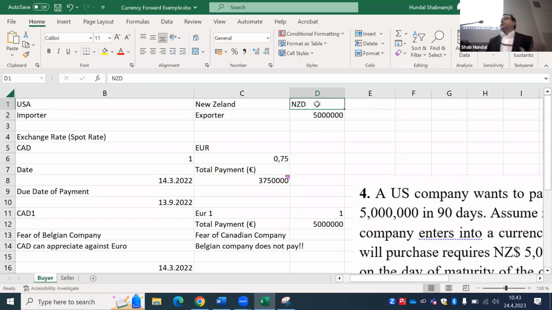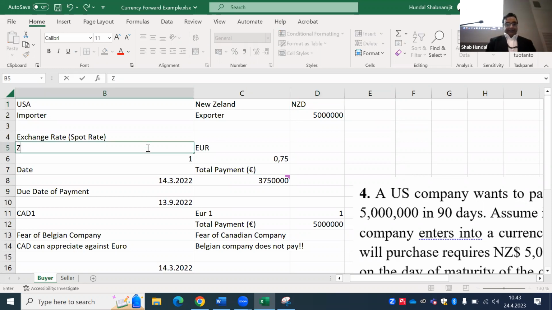So there's no risk to the New Zealand company. They would receive 5 million New Zealand dollars anyways. The problem of fluctuation is with the US company, okay? So therefore, the risk management must be done by the US company, not the New Zealand company. And the current rate is the current exchange rate.